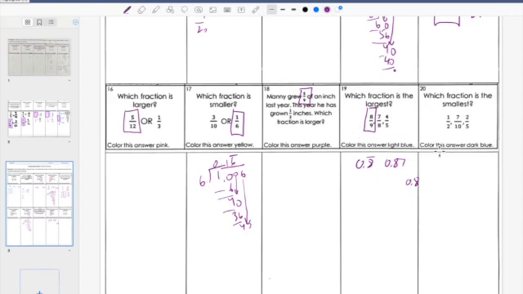The last one, which is the smallest, common denominator of 10. No change here. 4/10 and 5/10. The smallest is 2/5.